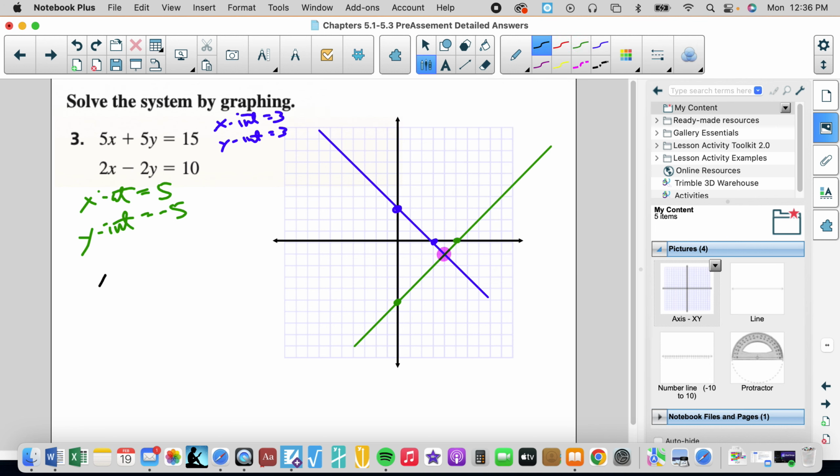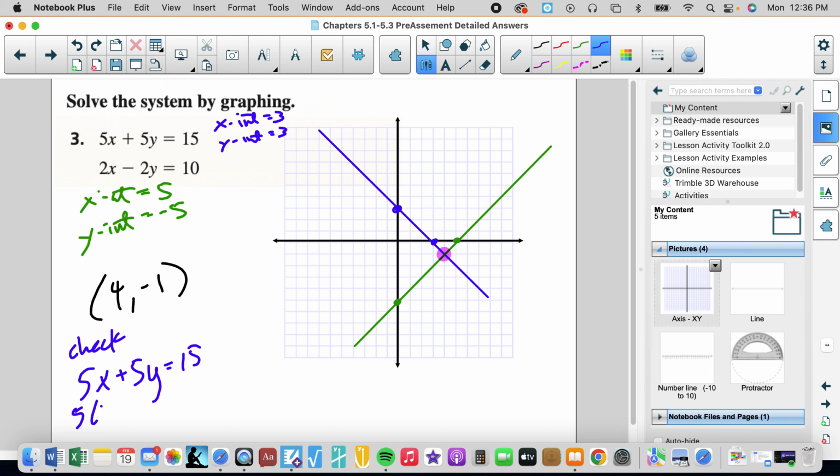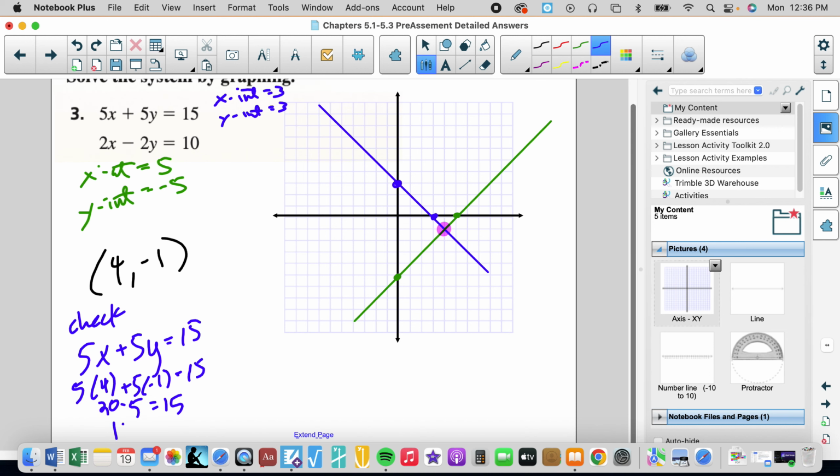It's a good estimate. That goes 1, 2, 3, 4, negative 1. Whoa. 4, negative 1, and now we're going to check both of them. Check the blue, which is 5x plus 5y equals 15. 5 times 4 plus 5 times negative 1. That's 20 minus 5. 15 equals 15. And it checks out. Let's do the green equation.